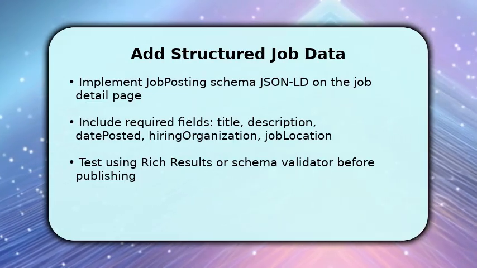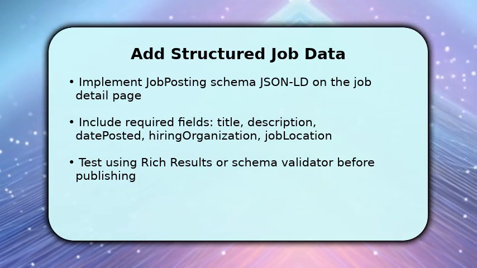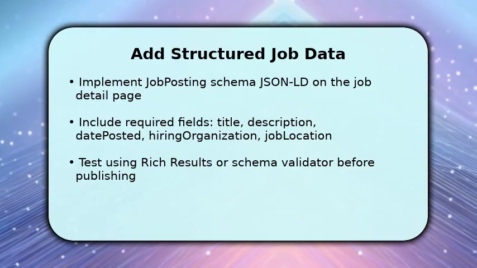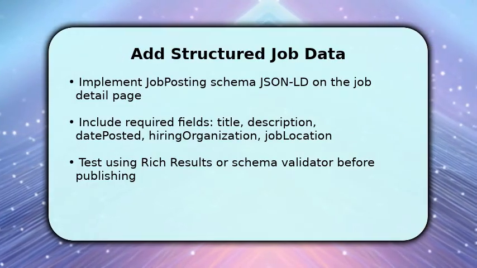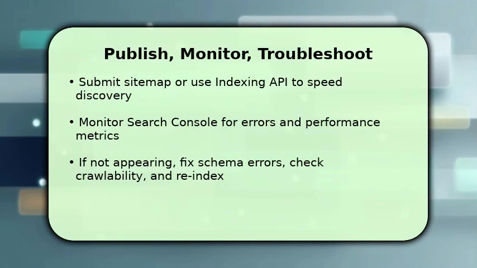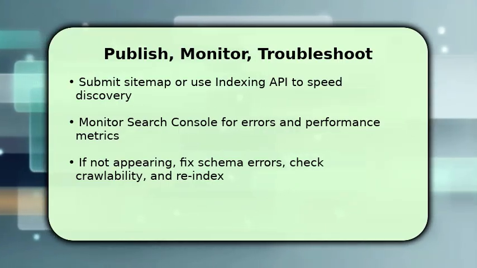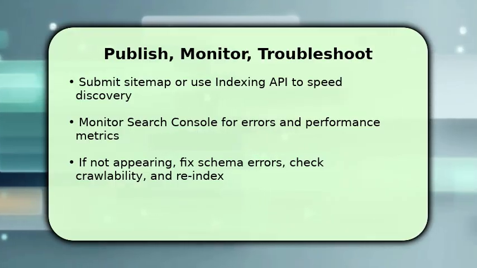Once you add the markup, run Google's Rich Results Test or a structured data validator, correct any warnings, and publish. This step ensures Google understands and indexes the vacancy correctly. Finally, publish the page and accelerate discovery by updating your sitemap or using the indexing API where available. Monitor Google Search Console for indexing status, rich result eligibility, and job performance metrics. This tells you if the page is visible and receiving impressions.